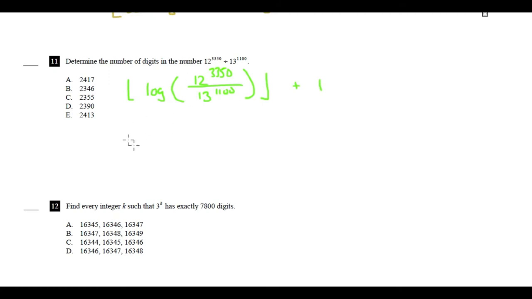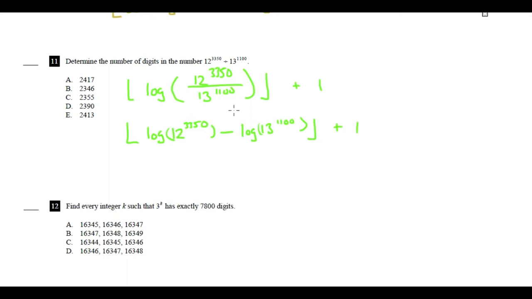So we're going to expand this out. First step is to write this as the difference of two logs. And both of these are common logs. So log of 12 to the power of 3,350 minus, now this is all in that log if you're not sure. Next one would be after the subtraction and this difference, log base 10 of 13 to the power of 1,100. And that's all inside our floor function, and don't forget the plus 1.